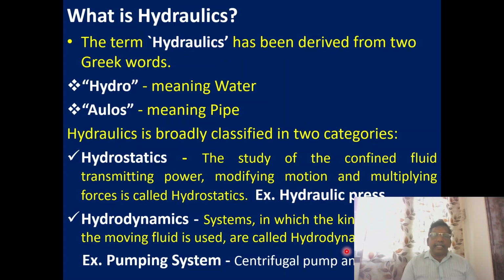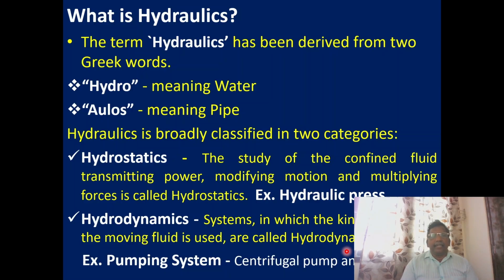It is broadly classified into two categories, hydrostatics and hydrodynamics. What we are dealing with is hydrostatics. Hydrostatics is the study of confined fluid, transmitting power, modifying motion, and multiplying forces. A good example is the hydraulic press, like a 1 ton press or 2 ton press. In all industries, you can see the hydraulic press, which comes under hydrostatics.